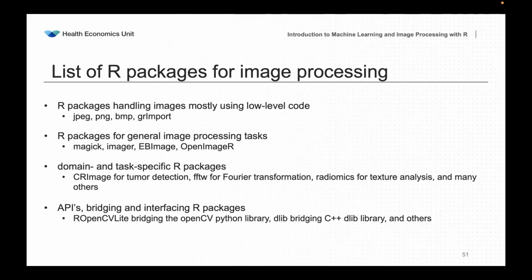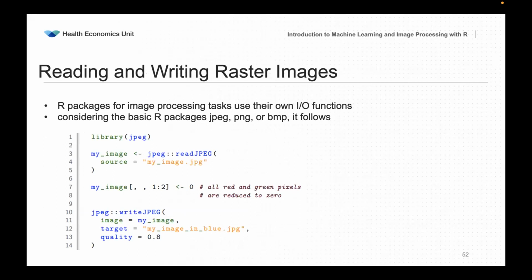So how can we use a package, for example, jpeg, to read an image? There is an R package, as I said, for JPEG. Suppose you import the library jpeg, and this is the variable where you want to store your image. You write that you want to use the jpeg library, and that library has a specific function called readJPEG, and then you define the source where your image is, and it will import your image.